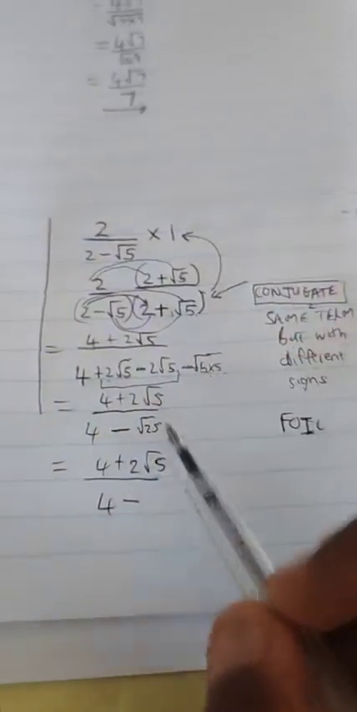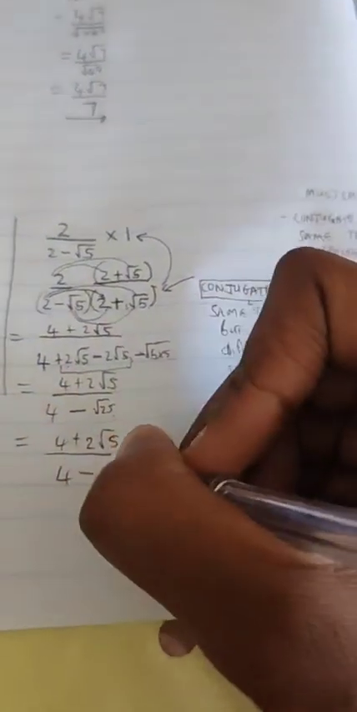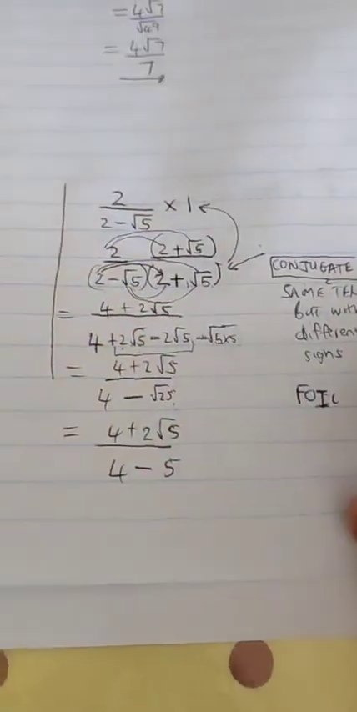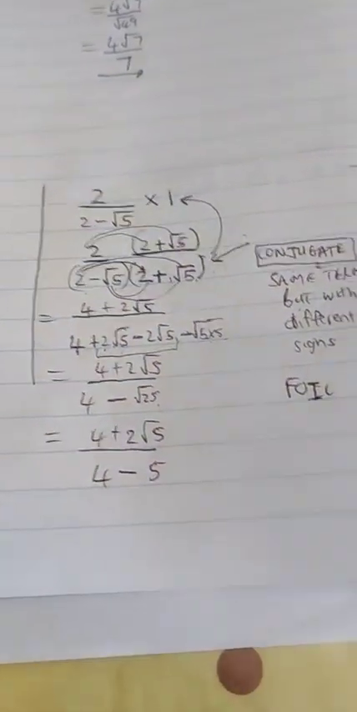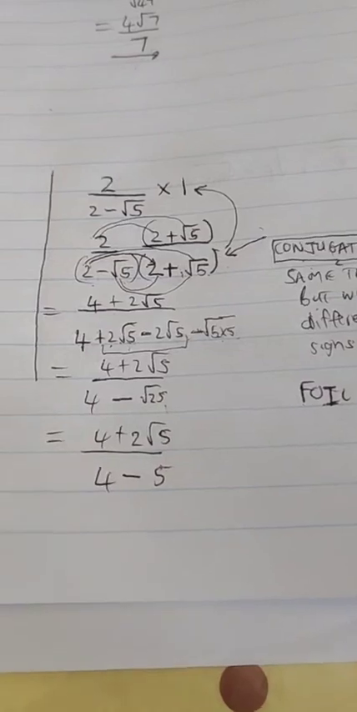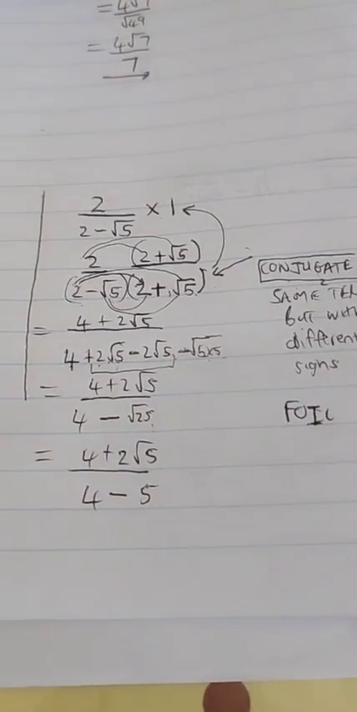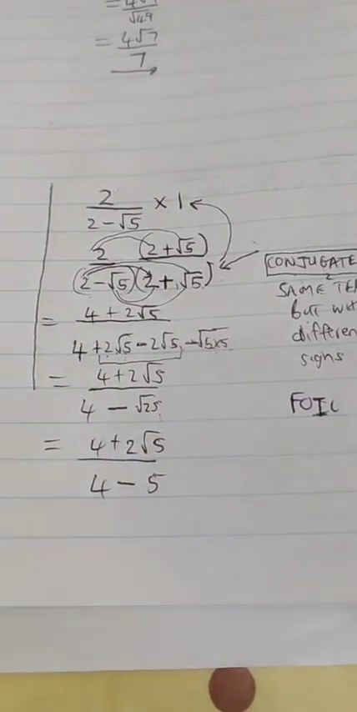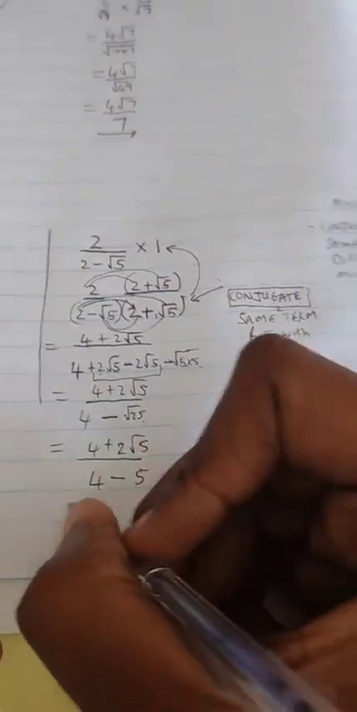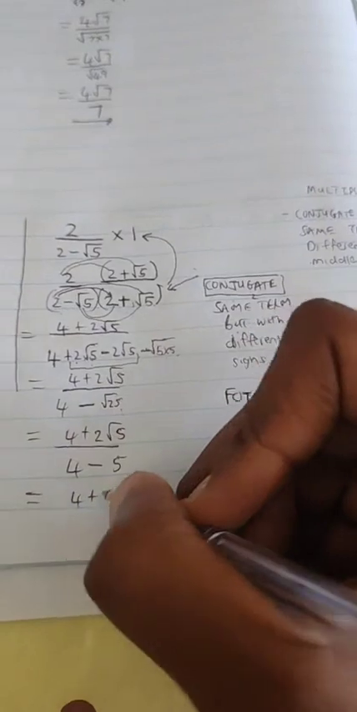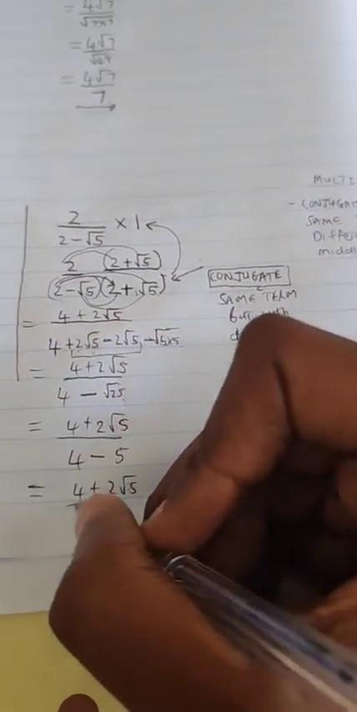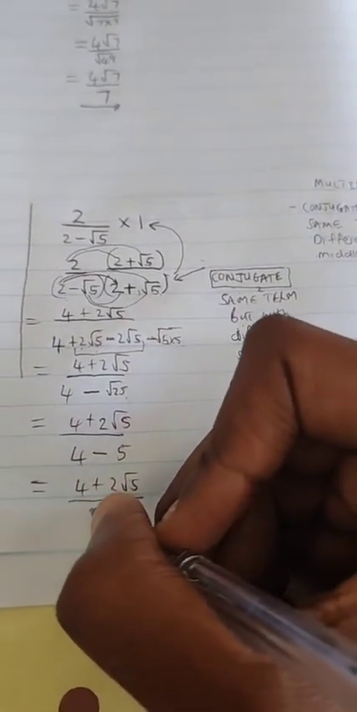We have 4 minus, what's the square root of 25? It is 5. Do you see any surd now in the denominator? I'm sure you see no surd in the denominator. We have successfully eliminated surds. Finally, we have 4 plus 2 root 5 over 4 minus 5, which is negative 1.